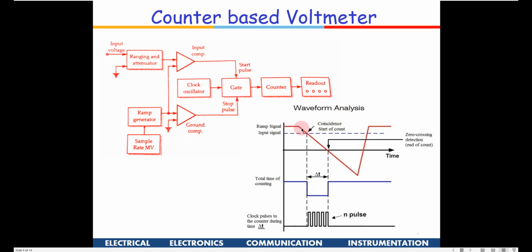If the input signal is very high, the moment the ramp signal becomes equal to that signal, the counter will start, and since it's a high input voltage, that much more time the gate will be open out here, and that many more pulses will be sent, and hence the counter reading will be high. So this is how we can design a counter based voltmeter. Okay, so these are all applications of sequential circuits.